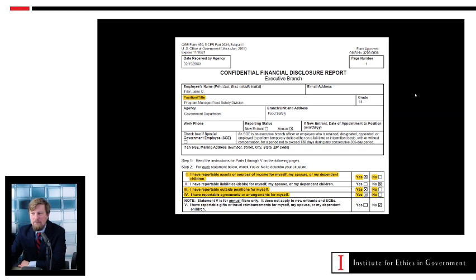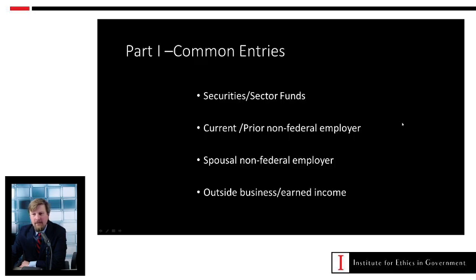So this is probably a pretty common set of reporting areas for an employee. So let's start at the beginning with part one of the form. So we're going to think about what we expect to see on part one, assets and income. And some of the common entries we're likely to see are securities. So by securities, we mean stock holdings, so owning stock in a company, or mutual funds.